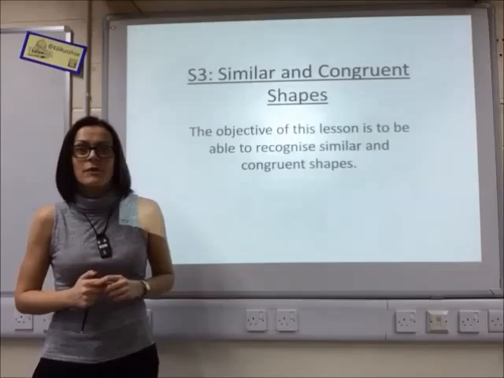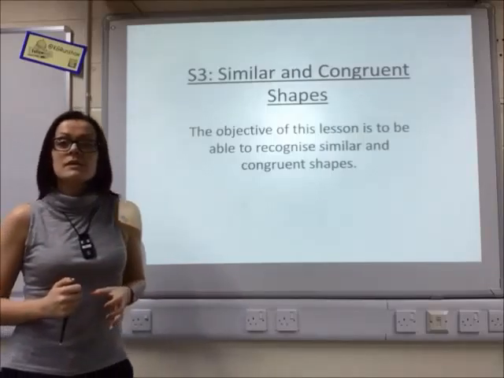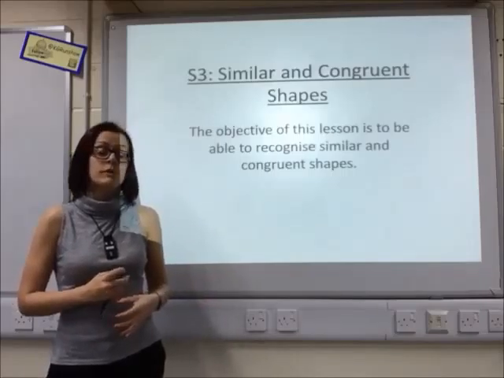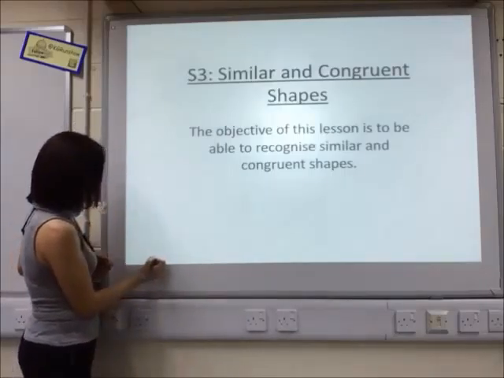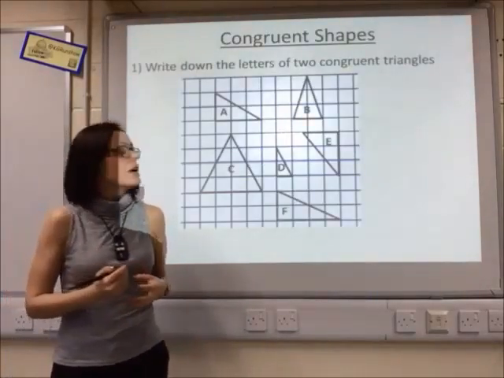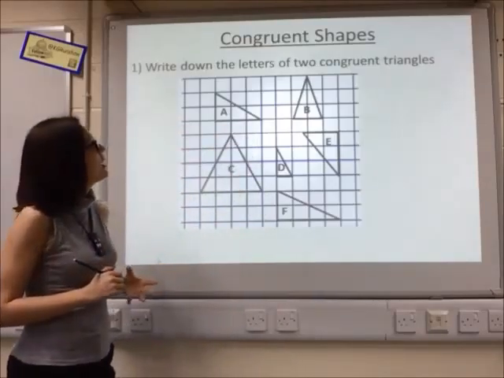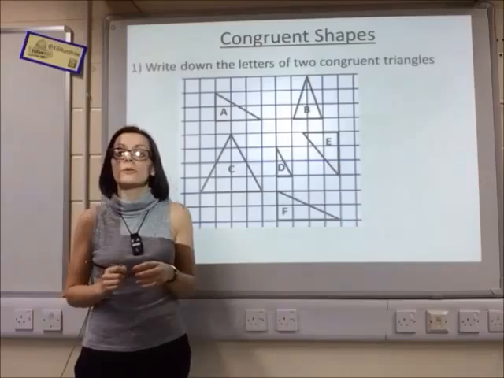So this video is to go with card S3, and it's all about similar and congruent shapes and how you tell whether a shape is similar or congruent. So we've got a collection of shapes on your card, A, B, C, D, E and F, and we need to identify first of all the letters of two congruent triangles.